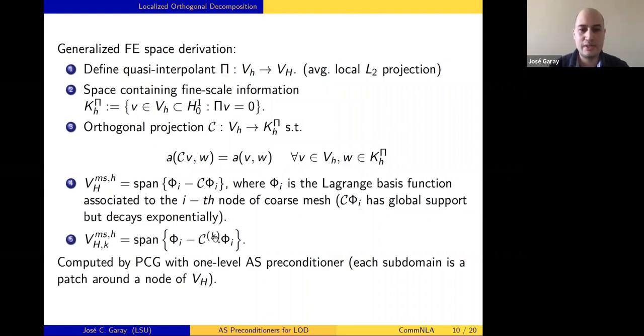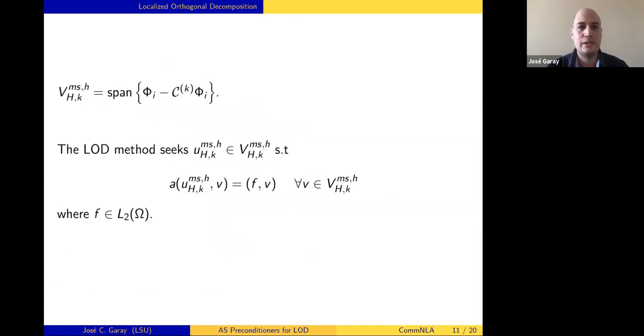These localized corrections are obtained by solving the corrector equation with V replaced by phi I, with PCG, with a one-level Additive Schwarz preconditioner. So essentially, we take the kth iterate of this PCG algorithm. Additive Schwarz preconditioners are domain decomposition preconditioners, and in this case, each subdomain is obtained by taking a patch around a coarse node associated with VH.